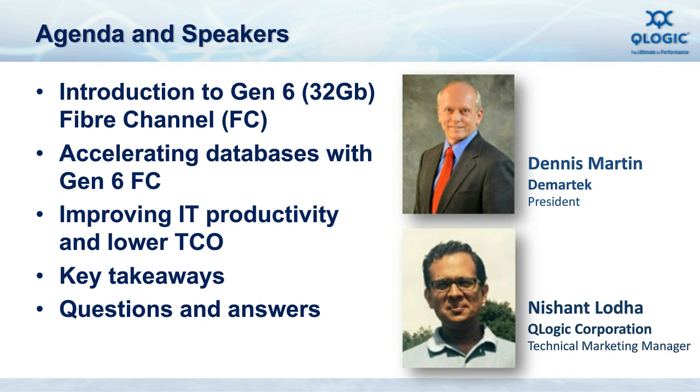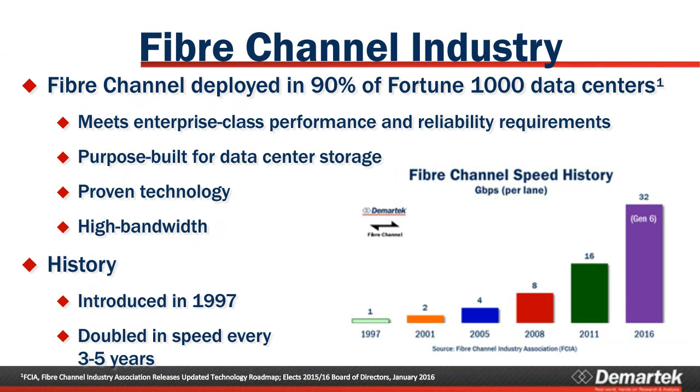Yes, good morning, everyone. This is Dennis Martin, and let's talk about Fibre Channel. Fibre Channel is deployed very widely in large data centers, the Fortune 1000 data centers, definitely designed to do enterprise-class performance, definitely designed for the data center. Been around for quite a few years now, high bandwidth. As you can see on the chart here, the speeds have been doubling about every 3 to 5 years, and now we're at 32 gig Fibre Channel, which was released this year. So this is what the big boys play with, and most of them use this.